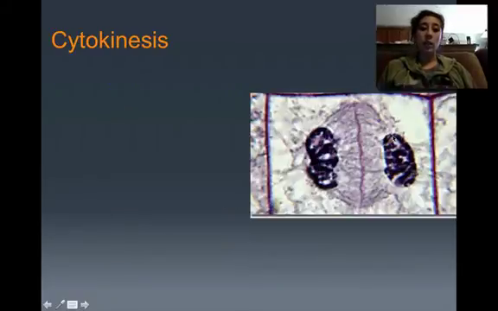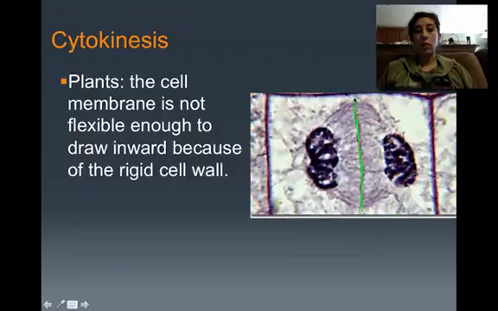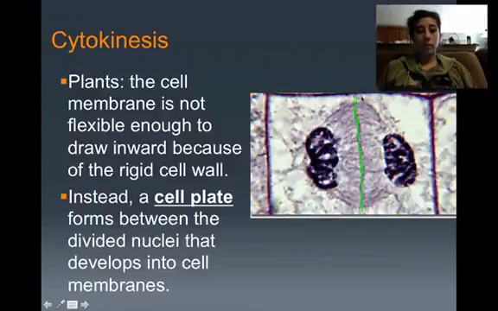And with plants, their membrane is not flexible enough because plant cells are pretty rigid because of that cell wall. So what you do see is the development of a cell wall. This line right down the middle, I'm going to put some green right on it. That's going to be the cell wall. You'll eventually see it totally separate like that. We call this a cell plate instead. So you have a cleavage furrow for the animals, and plants have a cell plate.